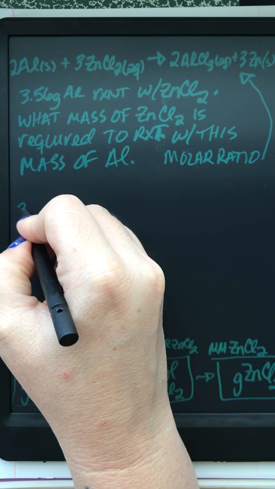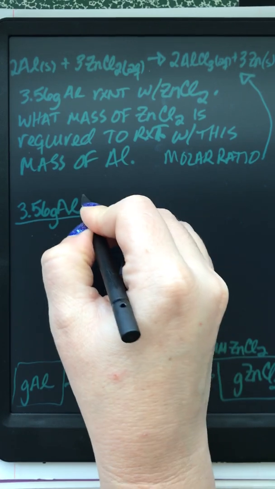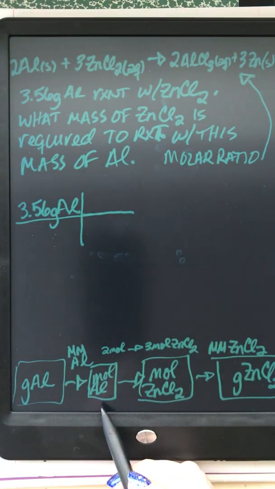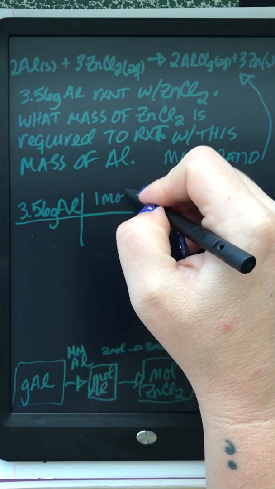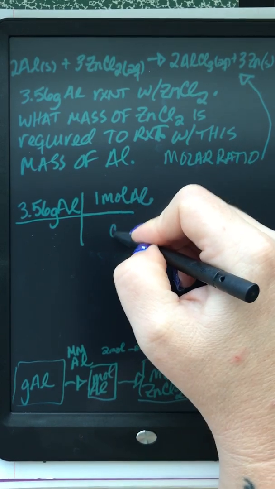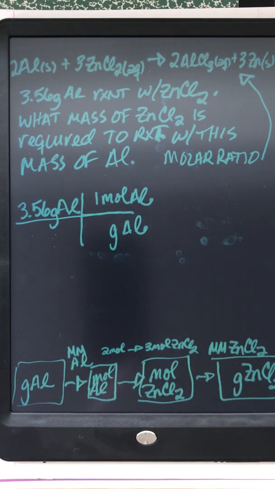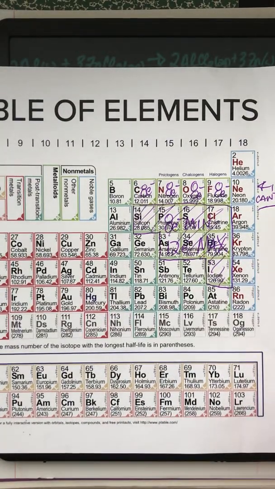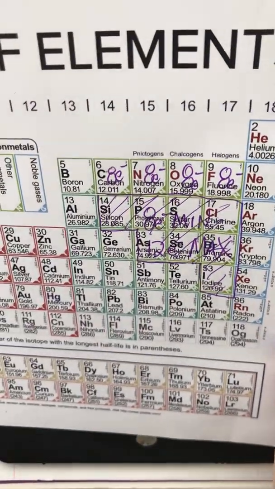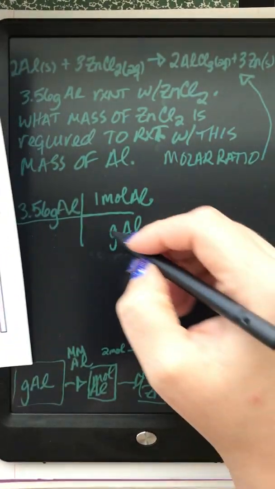So we have 3.56 grams of aluminum, and we want to go to moles of aluminum. So if I want moles of aluminum on top, I'm going to want grams of aluminum on bottom. And where do I get the molar mass of aluminum? On the periodic table, yeah, exactly. So I've got 107.87. Oh wait, sorry, I'm looking at Ag. I was like, that's an A, but it's not the right A. Aluminum is 26.98.